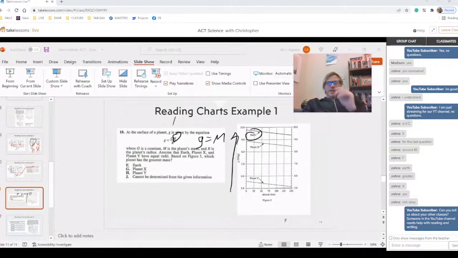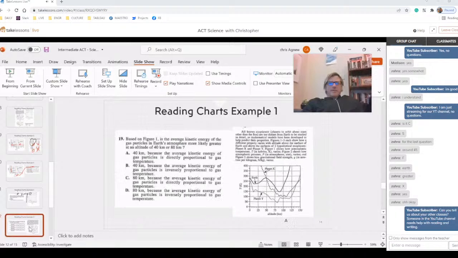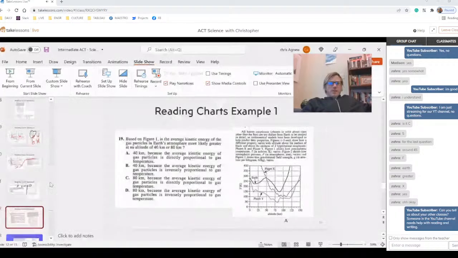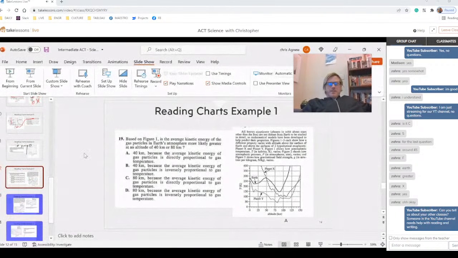Zara, as far as the science goes, I think we're good on that example. We've got a few minutes left. I think we've got enough time for one or two more. Yeah, let's finish out this one. Number 19 on the section says, based on figure 1, is the average kinetic energy of the gas particles in Earth's atmosphere more likely greater at an altitude of 40 kilometers or 80 kilometers?